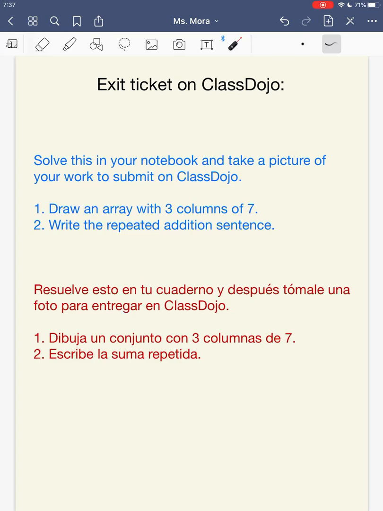So aquí está tu trabajo en ClassDojo. Vas a resolver esto en tu cuaderno y después tómale una foto para entregar en ClassDojo. So dice, dibuja un conjunto con 3 columnas de 7. Luego, escribe la suma repetida. So asegúrate que el número que sumes es el número adentro de las columnas, no el número de las columnas. Le tomas una foto y la subes a ClassDojo.